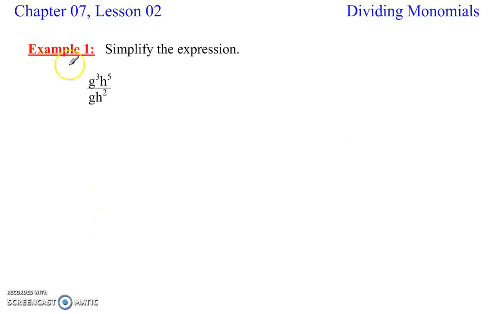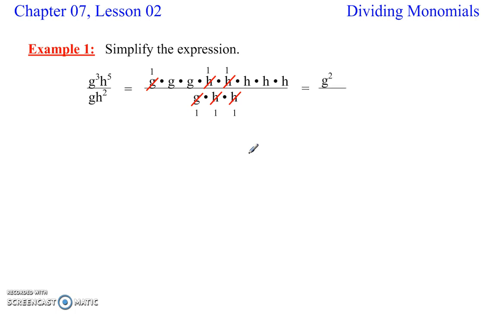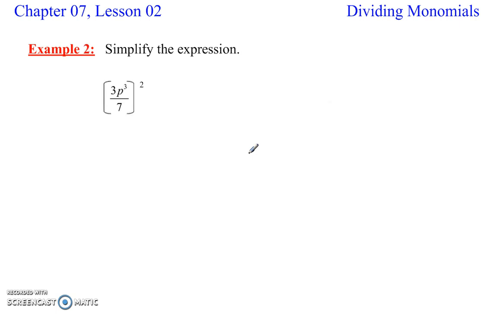All right, simplify this expression. We're going to write it out all the way, factor it out, and then factor this out, and we can see what we can cancel out. Well, those two g's cancel out, and then 2 sets of h cancel out. What are we left with? G squared, h to the 3rd, over 1, so it's just g squared h to the 3rd.